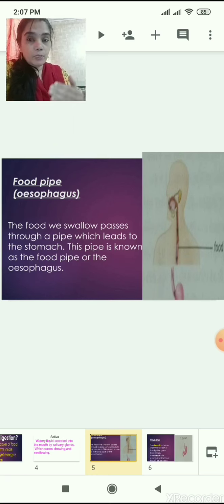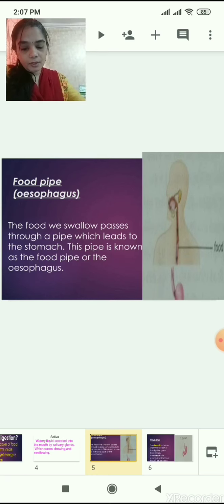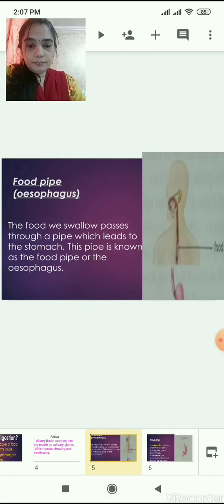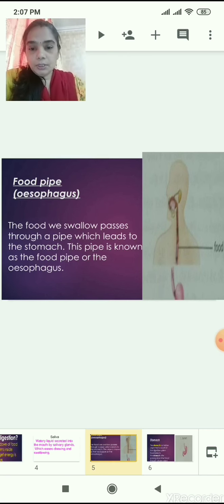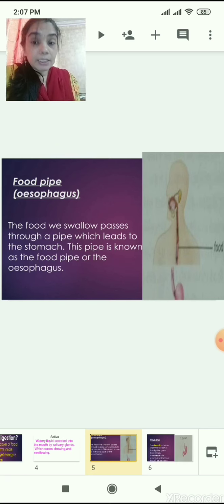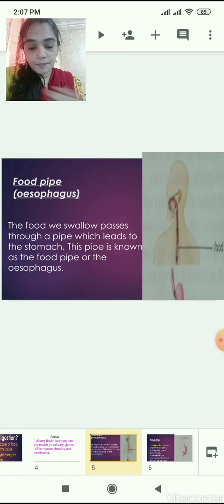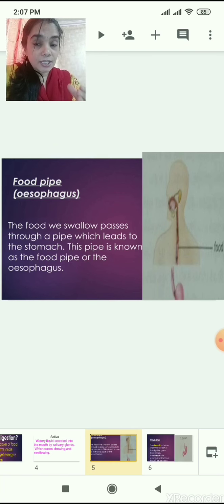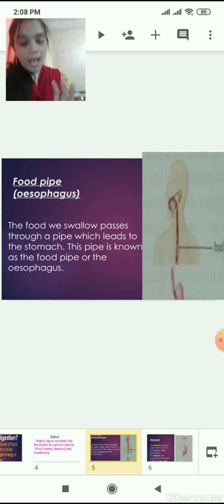So the first step we learned is digestion in the mouth, then digestion in the stomach, then digestion in the small intestine, then digestion in the large intestine. Then when the food reaches the large intestine, the undigested food is thrown out of the body through the anus.